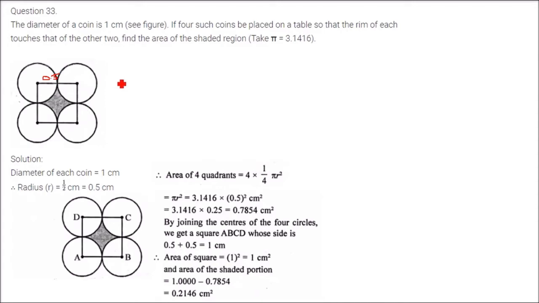And the square is being formed. What is the area of this square? See, this is 0.5, this is 0.5. So the side is 1. So 1 into 1 is 1, side square is 1 square, that is 1. So area of the square is 1.